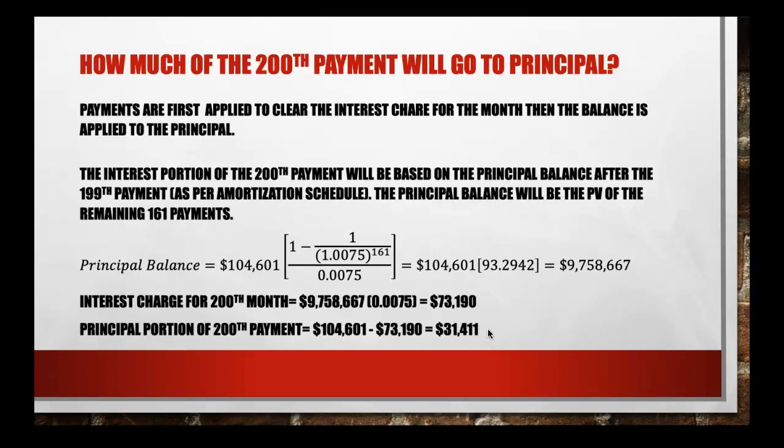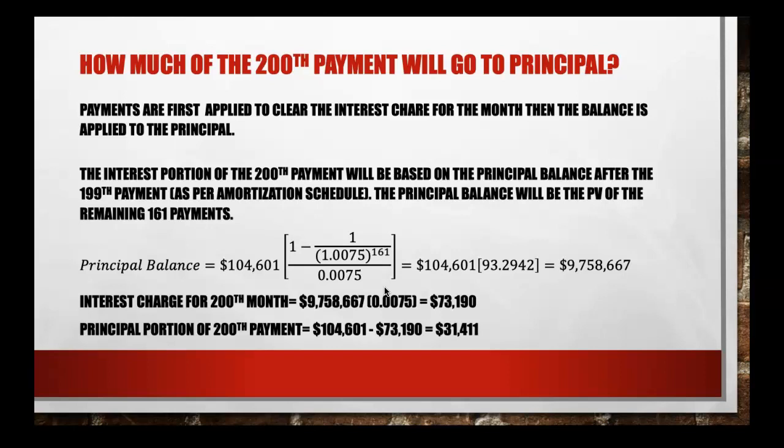All right, another similar question. How much of the 200th payment will go to principal? Right? And for the same principle, if we want to know how much of the 200th payment will go to principal, we need to first find how much would have gone to interest, knowing that the rest of the money will go to principal. So for the interest portion of the payment, we need to know the principal balance at the start of the month, which would be after we have made 199 payments.